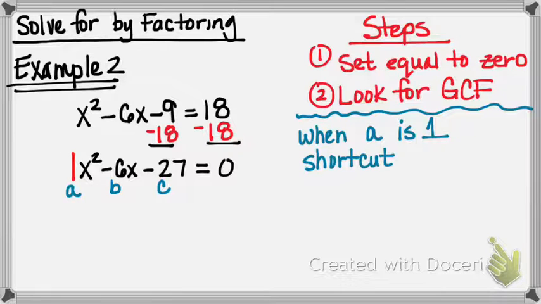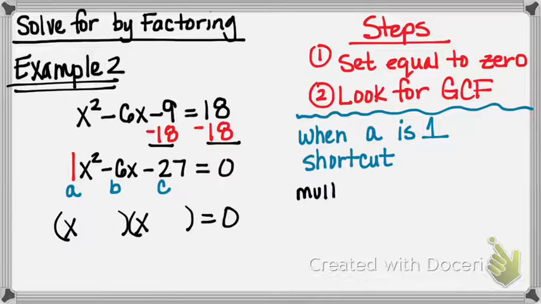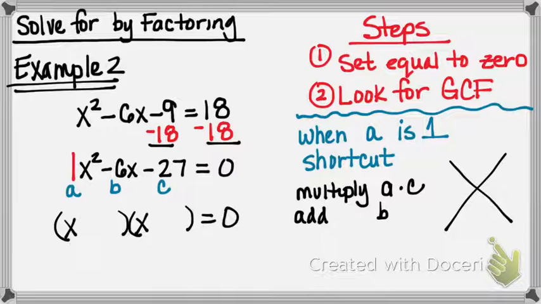So we don't need to make a box. We're going to make our parentheses. Go ahead, make your 2 parentheses. Put your x in front of both. Now, to find what goes in the back, we're going to find 2 numbers that multiply, and this is never going to change. They have to multiply to A times C, and they have to add to B. So in this example, A is 1 and C is -27. So 1 times -27 is -27, and B is -6.